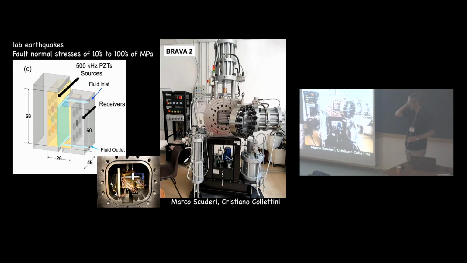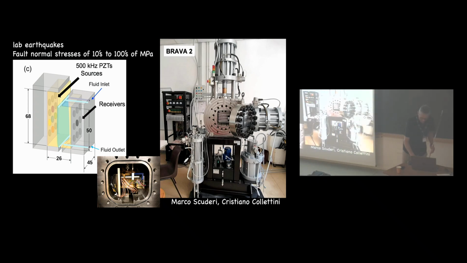Okay, so just to highlight a few other things, there's another machine that's been built recently in Rome, and really entirely by Marco Scarletti and Cristiano Collettini, and it's called BRAVA 2. It's another machine like this. It's a biaxial loading configuration with a pressure vessel that allows you, in that case, to do essentially true triaxial loading, because you're controlling this load, and the confining pressure around in a jacket that looks like this when it's actually inside. There's a flexible latex jacket that goes around this or other types of configurations.